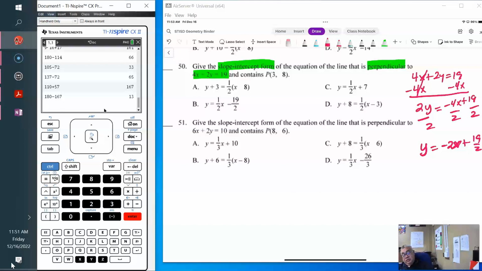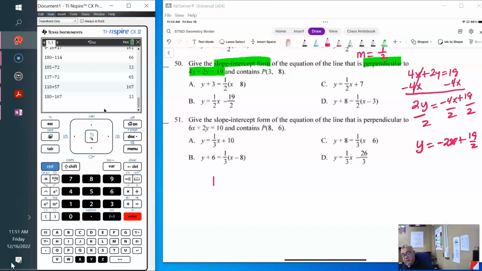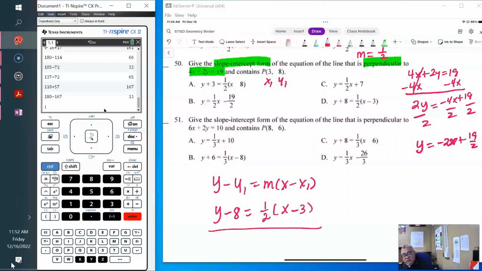So the perpendicular slope, instead of having negative, it's going to be positive, and then the reciprocal of 2 is 1/2. I'm going to write the formula down here. y minus y1 equals m times x minus x1. This is x1, this is y1. So you have y minus 8 equals, the slope is 1/2, times x minus x1, which is 3. So this is the equation you're going to see in the answer.